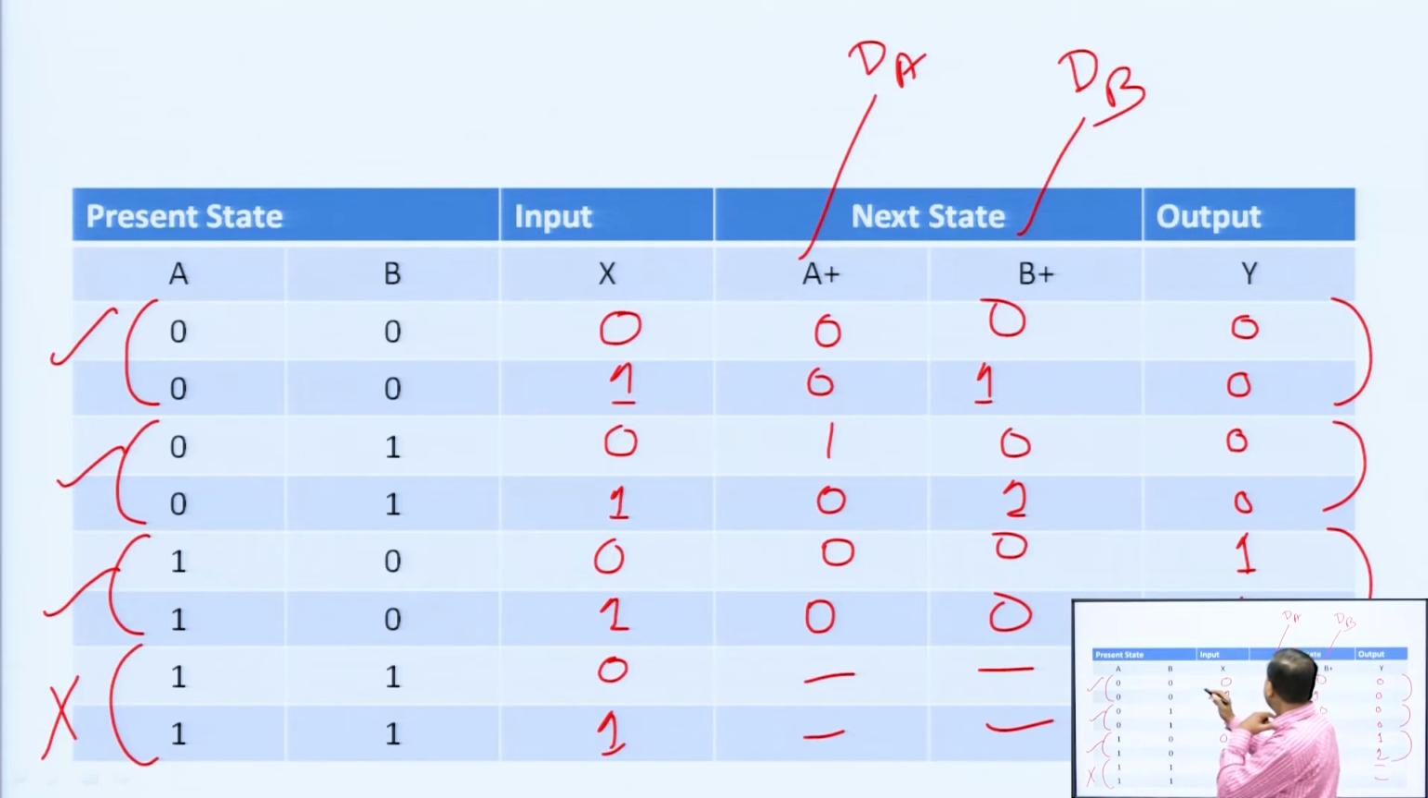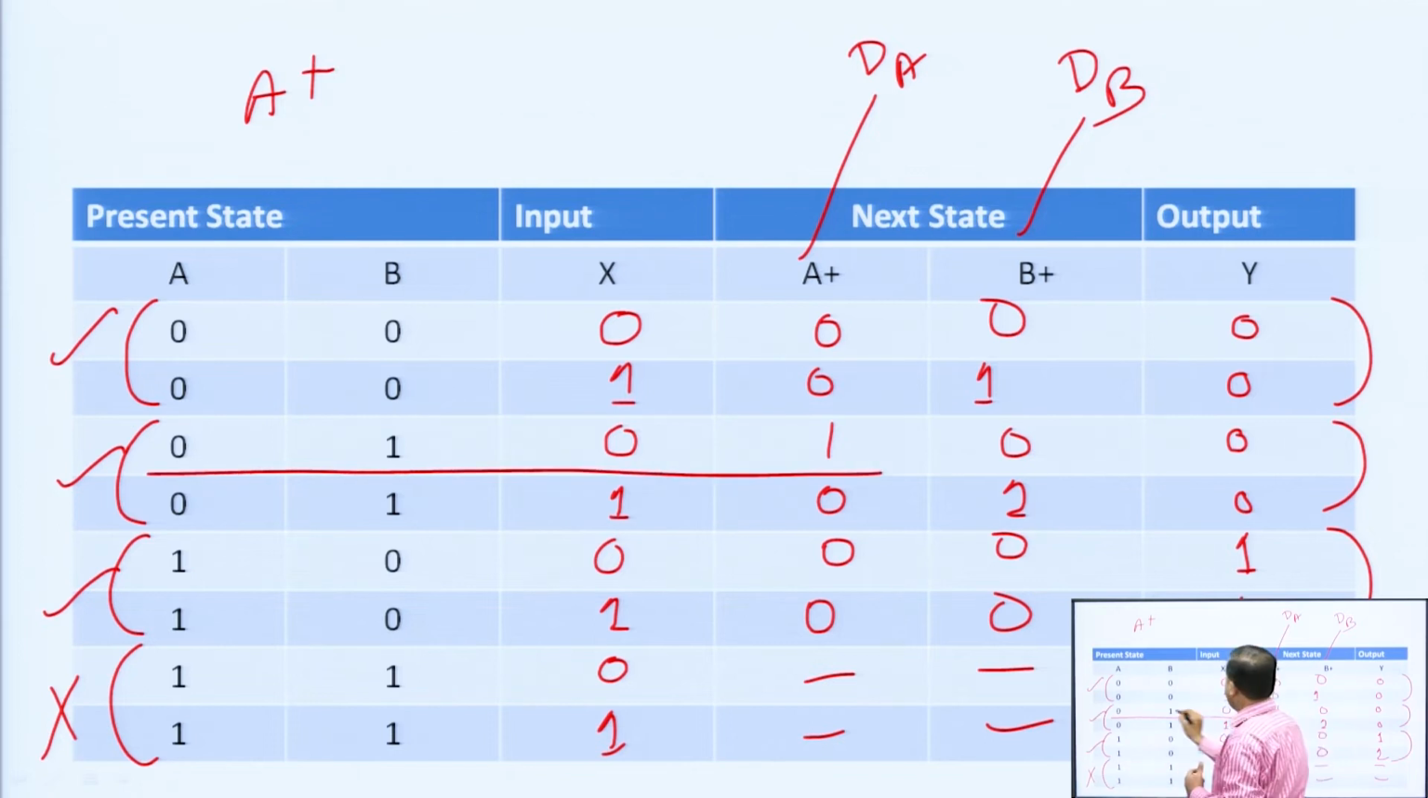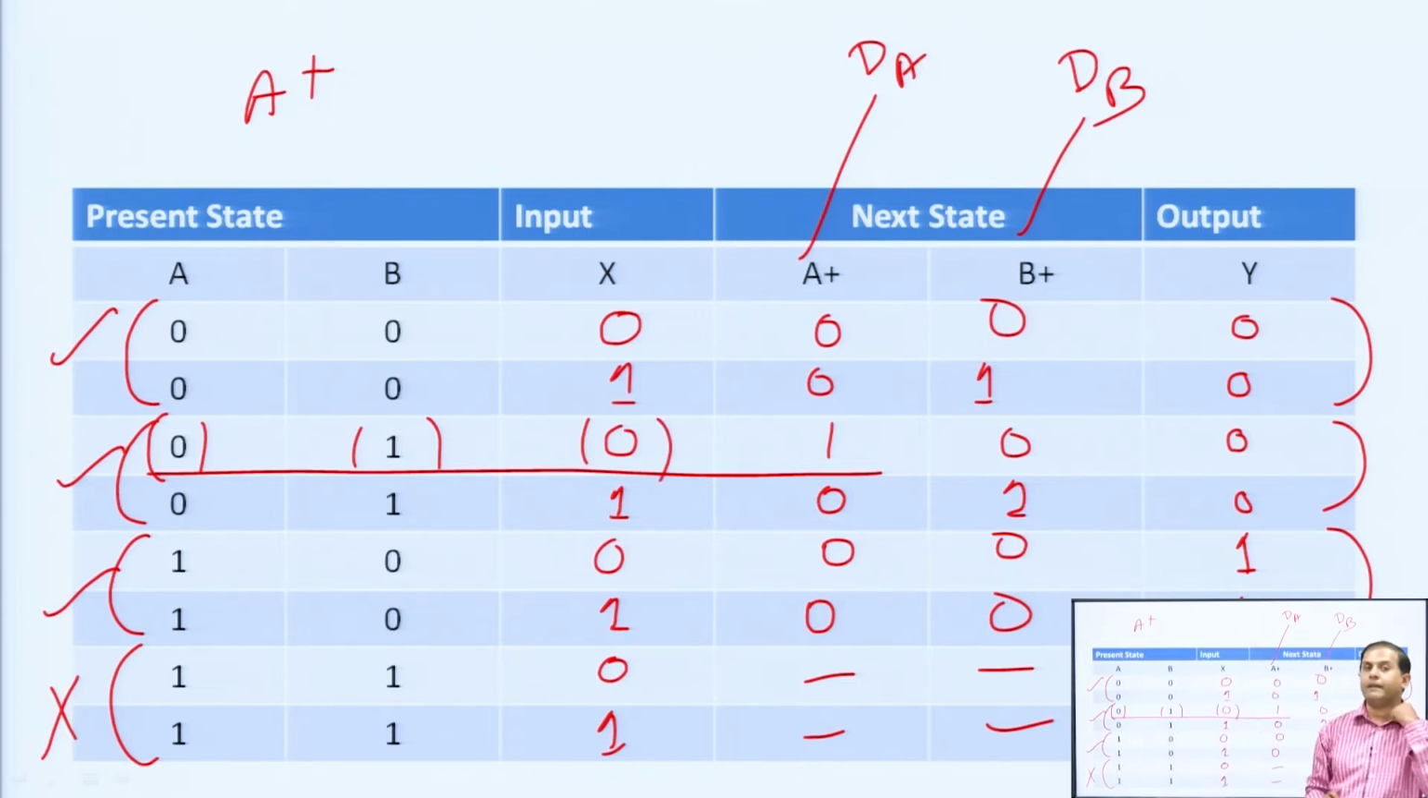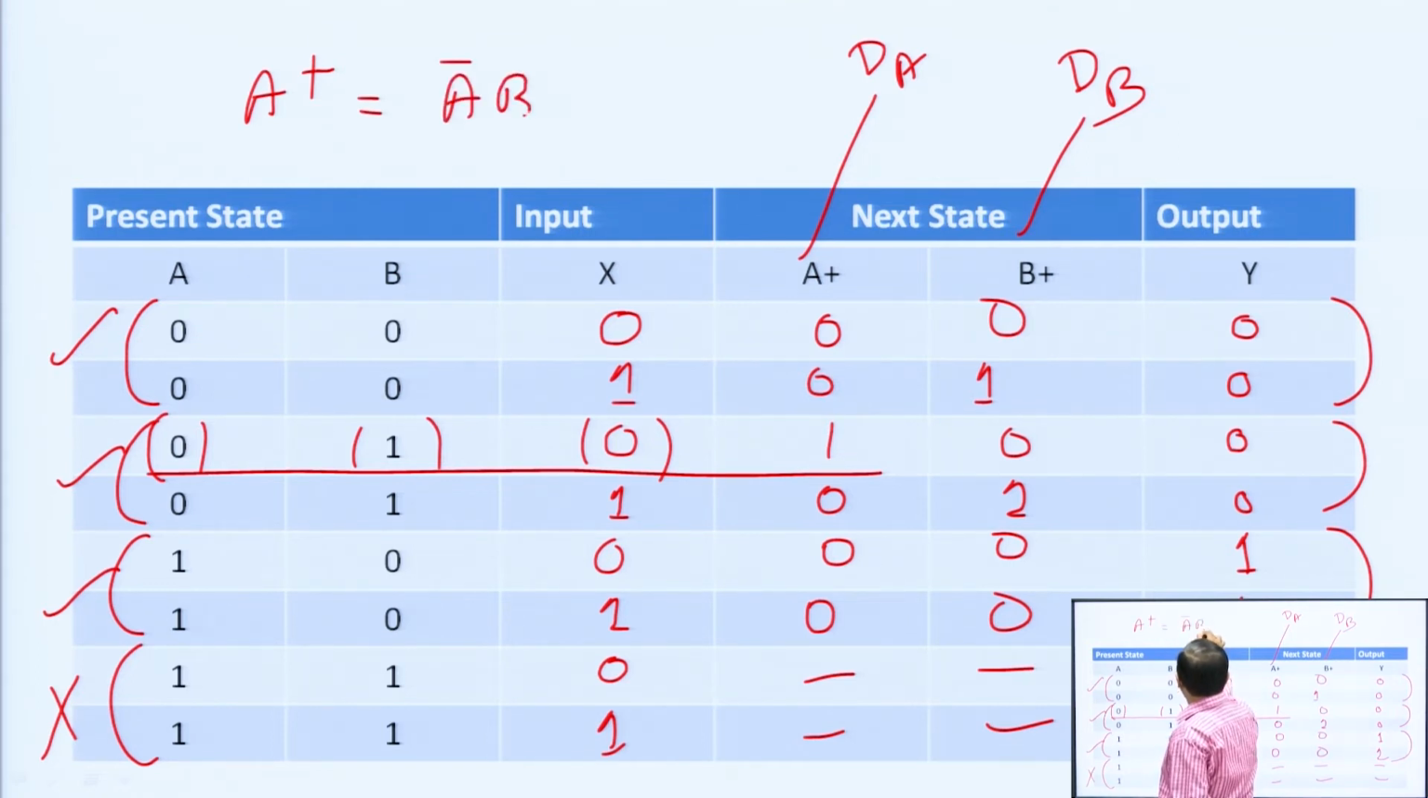So, what will be the expression for A plus? It is 1 for this only. Here for A value 0, B value 1 and X value 0, we will be having A plus equal to 1. So, you can write down A plus is equal to A bar B X bar. Is it clear how I am writing the equation for the A plus, right. Only here we are having 1, right.